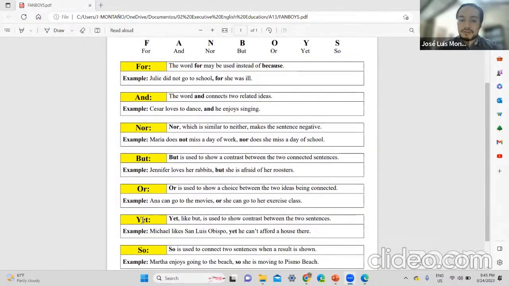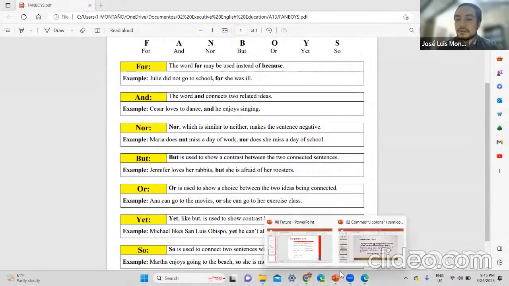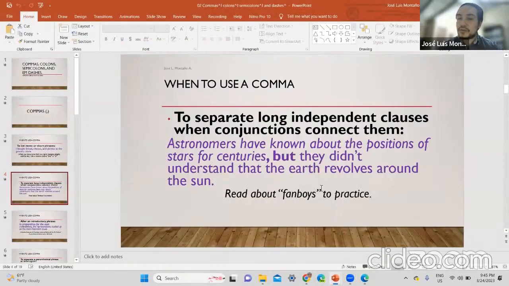Yet, please, let's read this one. Yet, like but, is used to show contrast between the two sentences. Example, Michael likes San Luis Obispo, yet he can't afford a house here. Right. So we know these fanboys. So this rule applies to those words.